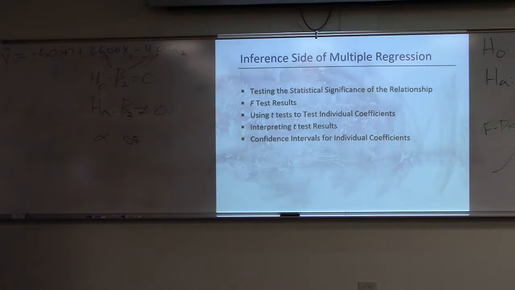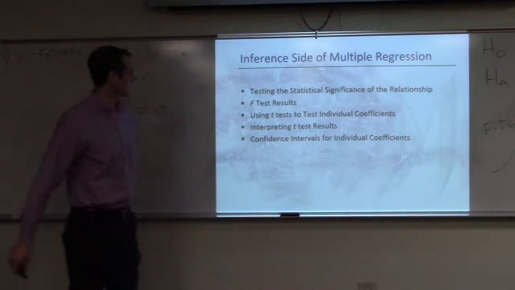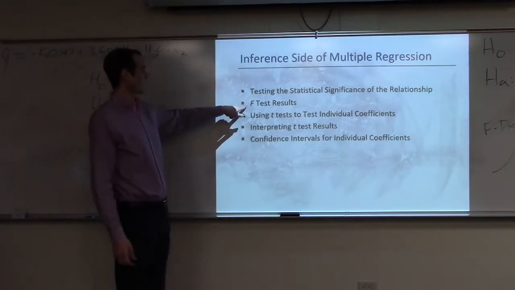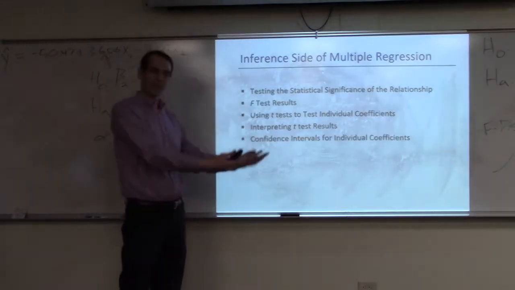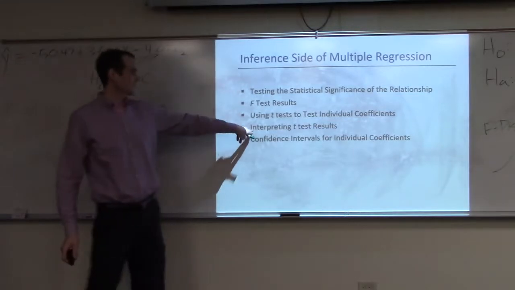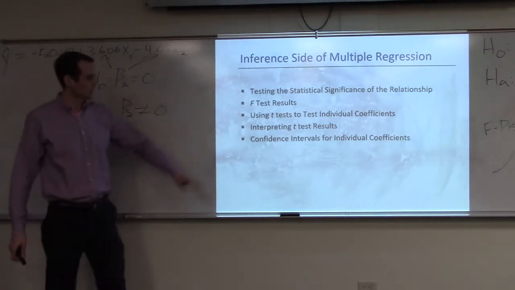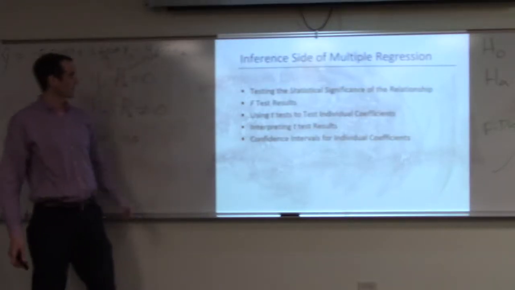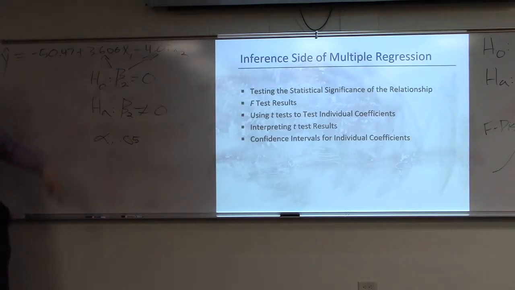All right, inference side of multiple regression. So now let's infer and do confidence intervals. Let's look at our F-test results and say, do we have something significant if we were to try to relate this to the whole population? And then let's do the individual coefficients. Let's do t-tests for those, and let's throw in confidence intervals, plus or minus 95% confidence, for those individual coefficients.